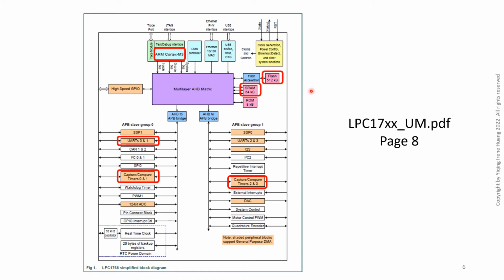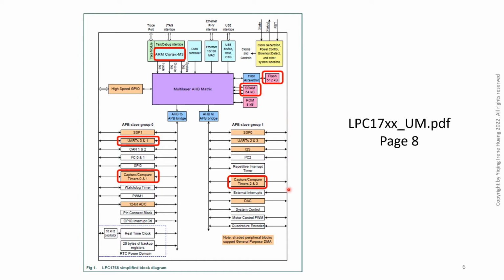Now let's look at the block diagram of the microcontroller, and I've circled in red the relevant part for our lab project. The most important one is this microcontroller's processor, which is Cortex-M3 by ARM. And then for the on-chip memory, we have 512 kilobytes of flash memory, and we also have 64 kilobytes of static RAM.